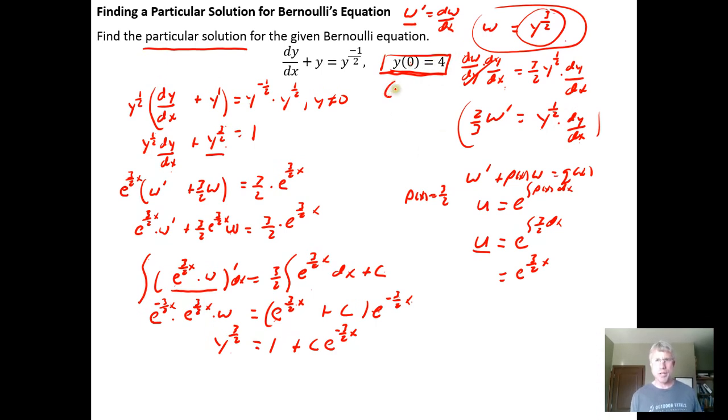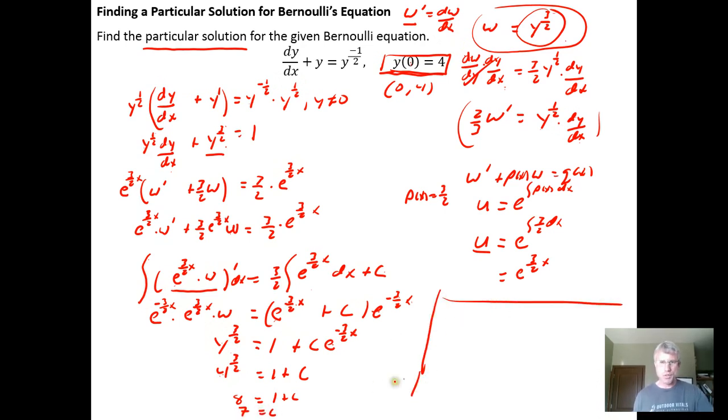So we're given the ordered pair x is 0, y is 4, so we replace y with 4 and x with 0 in our equation, so we get 4 to the 3/2 equals 1 plus c times e to the, when we put a 0 in for x, we get 0 times stuff is 0, we get e to the 0, but e to the 0 is just 1, so we just get c here. So we can simplify the left-hand side. The 2 is in the denominator, so we're taking the square root of 4 and then cubing it. So the square root of 4 is 2, and 2 cubed is 8, so we get 8 equals 1 plus c. So that tells us that 7 is equal to the constant of integration.